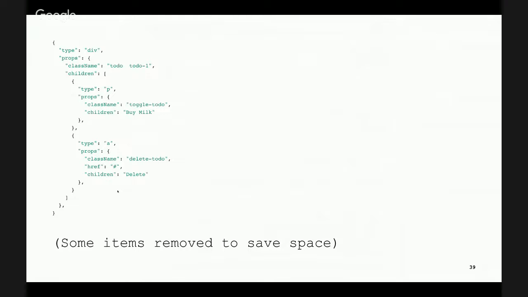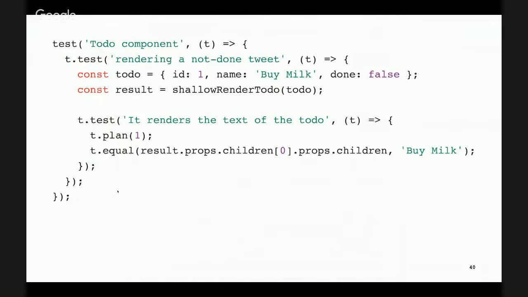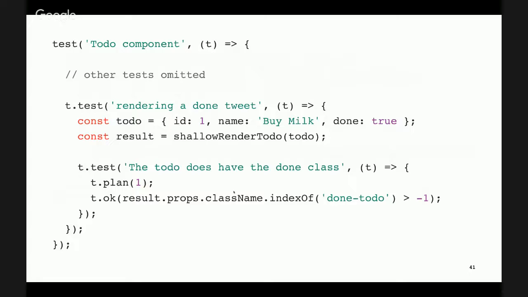But now we can make assertions on these. So for example, if I wanted to assert that we render the text of the to-do onto the screen, I could create my to-do with an ID, the name of buy milk and done false. I could call that shallow render function we just created and give it that to-do. And then I can test that this is rendered. So I can assert that the result props children, the first one, its children is buy milk. And this will work, and this test does indeed pass.